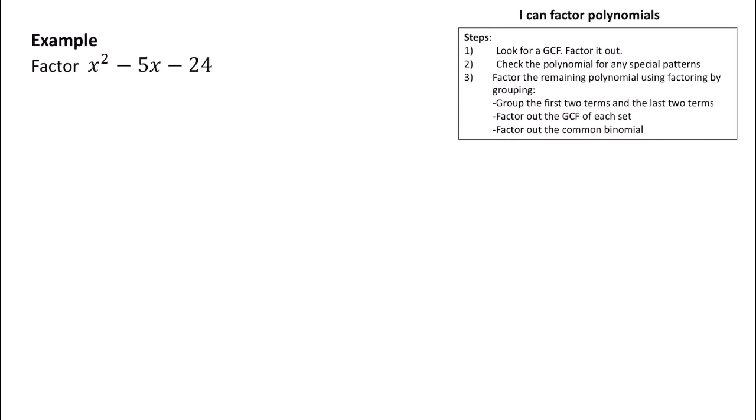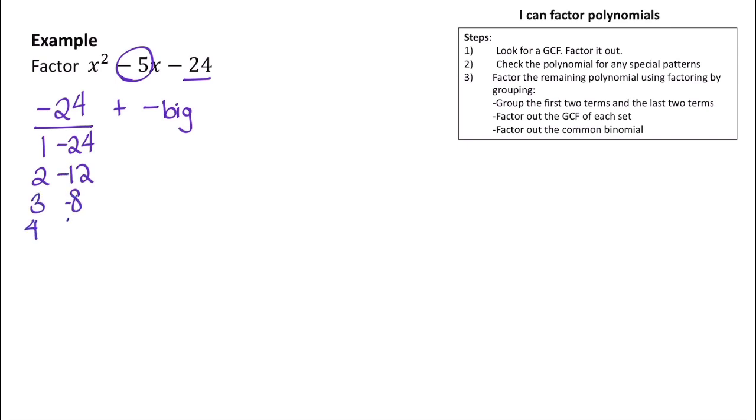So let's try factoring x squared minus 5x minus 24. There is no GCF, and there are no special patterns here. So we're going to look at the constant term, negative 24, and figure out two factors of negative 24 that add up to negative 5. Since 24 is negative, we need a positive and a negative factor, and since 5 is negative, we're going to make the bigger factor negative. So we have 1 and 24, so we make 24 negative. We have 2 and 12, then 3 and 8, and 4 and 6.